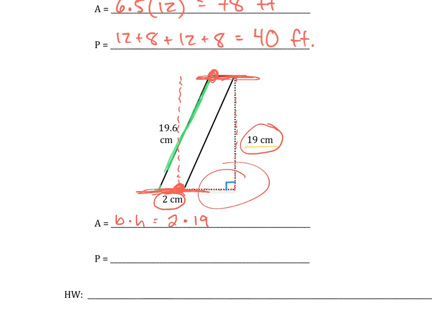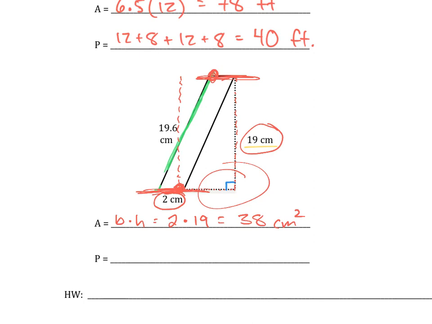So 2 times 19 gives you an area of 38 centimeters squared. Remember, area is always square units, so we have to label it correctly. 38 centimeters squared. Okay? Now, how about the perimeter, the distance around? What numbers do I need for perimeter? Who wants to take a shot at this one? What numbers do I need for perimeter?